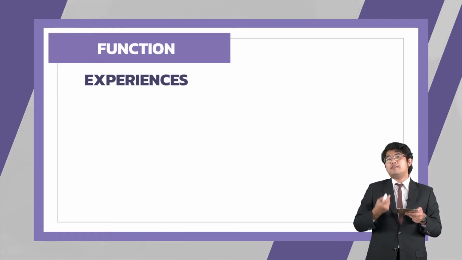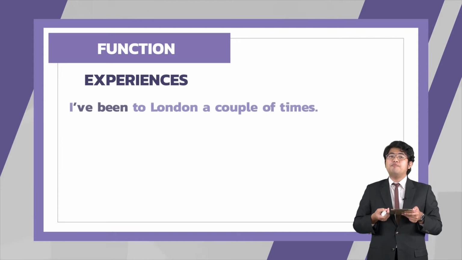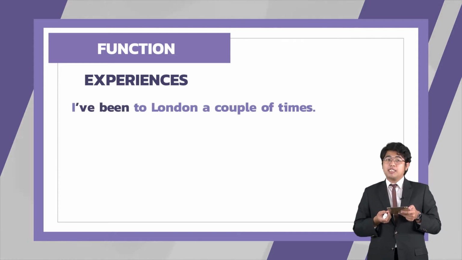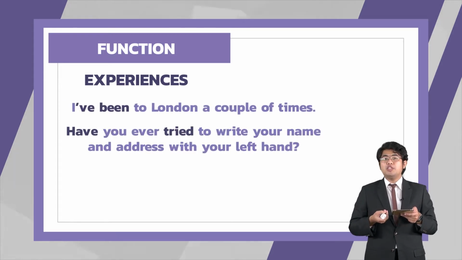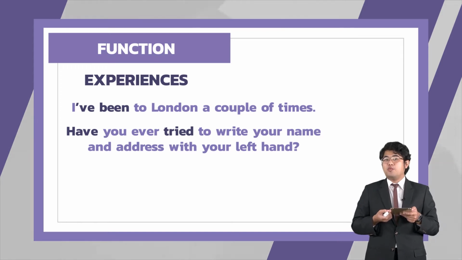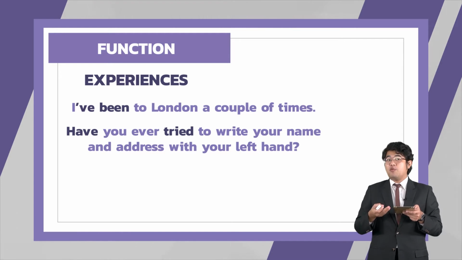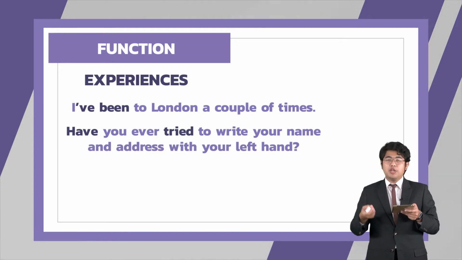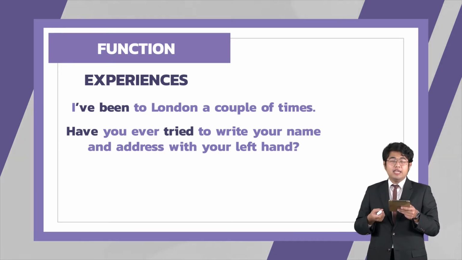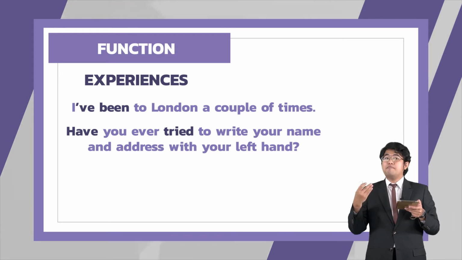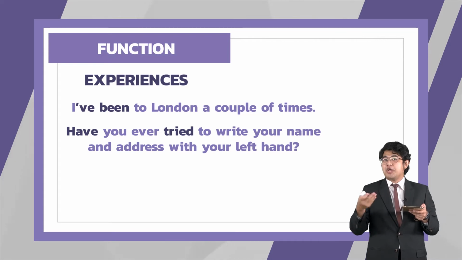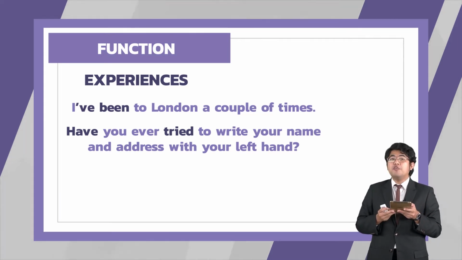Let's look at these examples: I've been to London a couple of times. Have you ever tried to write your name and address with your left hand? The first one talks about experience. I've been to London a couple of times, right? Okay, and you see the word been. I will explain how to use this word later. The next one is: have you ever tried to write your name and address with your left hand?